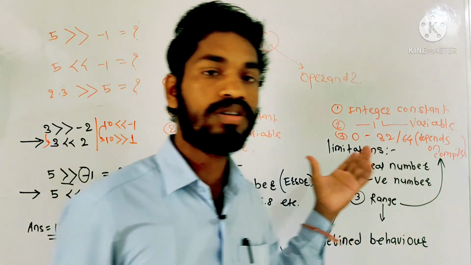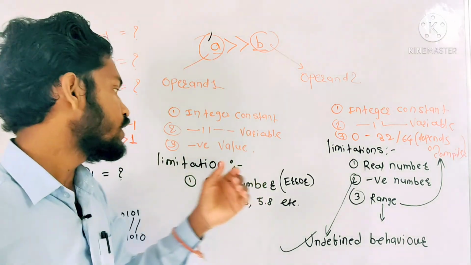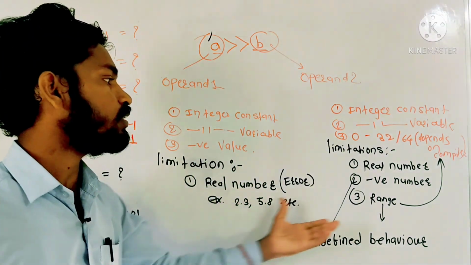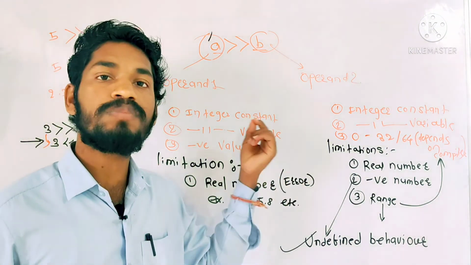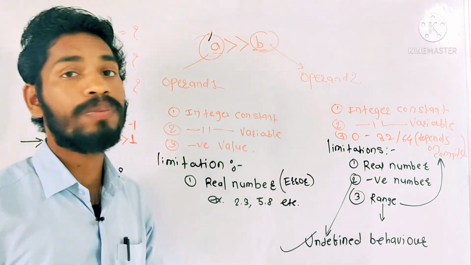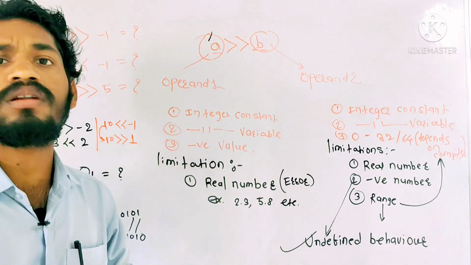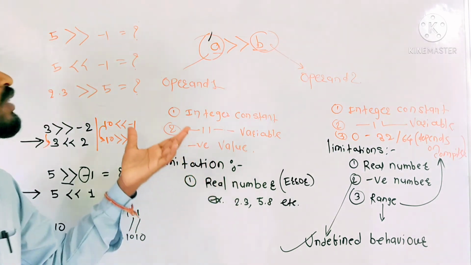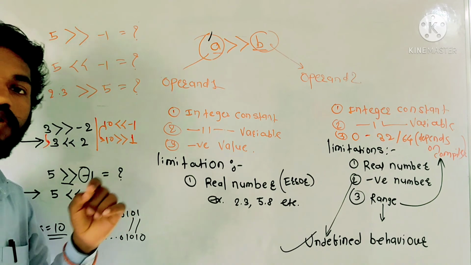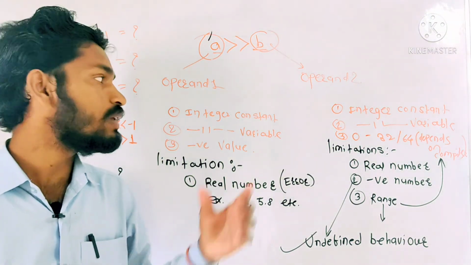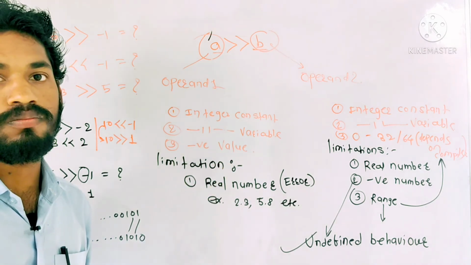Okay, this is all about the limitations: what we can use as operand 1 or operand 2, and what the limitations are. Why am I discussing all this in-depth information? Because if you want to become a software engineer or an embedded software developer, whatever it may be, you should have in-depth knowledge about operators. If you are learning C programming, you should have in-depth knowledge of it, which will help you crack the interview and also help you while working.